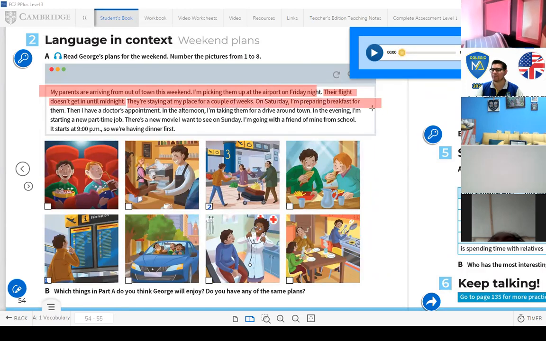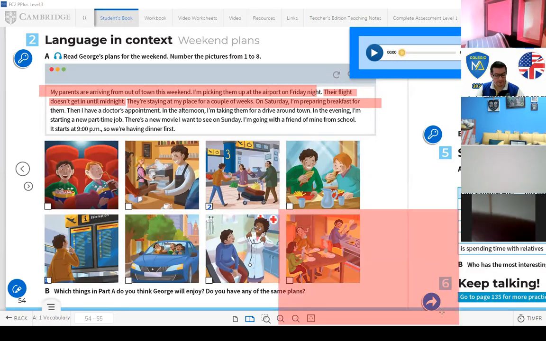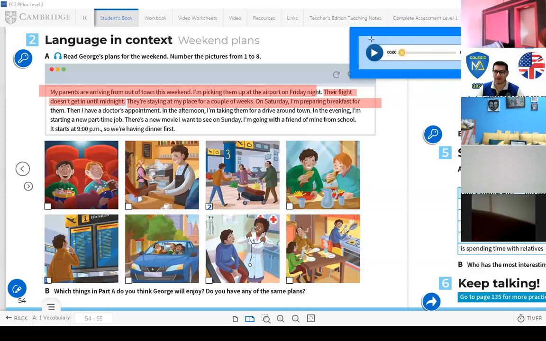On Saturday, I'm preparing breakfast for them, right? Then I have a doctor's appointment in the afternoon. I'm taking them for a drive, yeah? But it says, let's see, they're staying at my place for a couple of weeks. On Saturday, I'm preparing breakfast. Where do you think is this? Here, no? Preparing breakfast. And this should be number three, right? What else? What else is here, no?